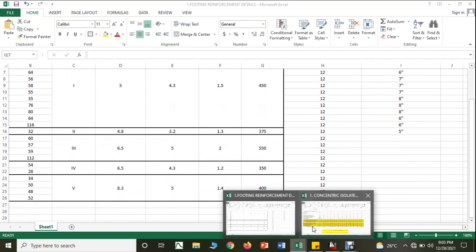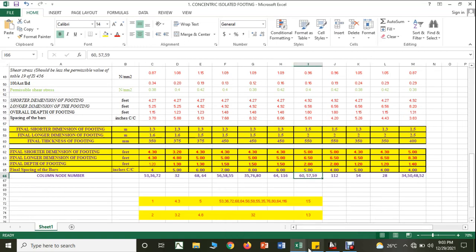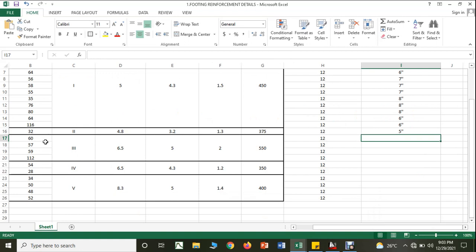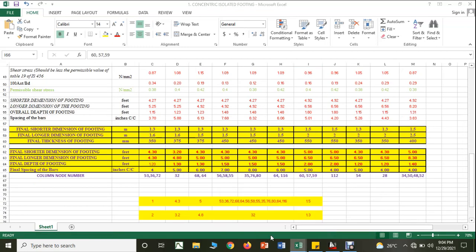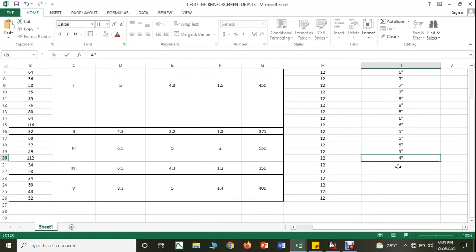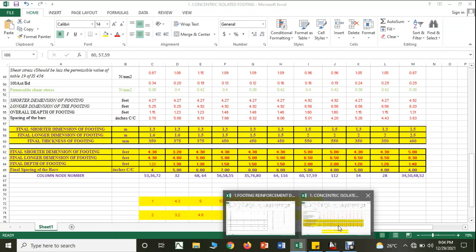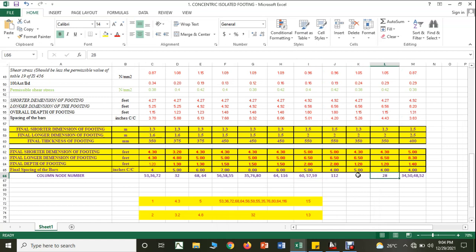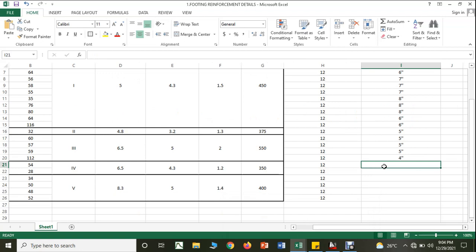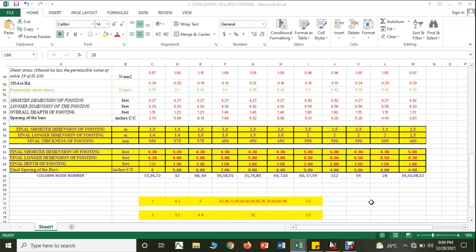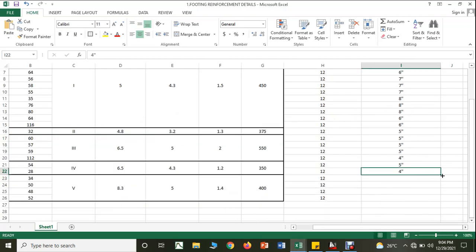Then next you have 60, 57, 59, 5 inches, that is these three, 1, 2, 3. Then 112, 4 inches. Then 54 and 28, 5 and 4 inches. Okay, so this is 5 inch, this is 4 inch. Then 34, 50, 48, 52, they are 4 inches, right?